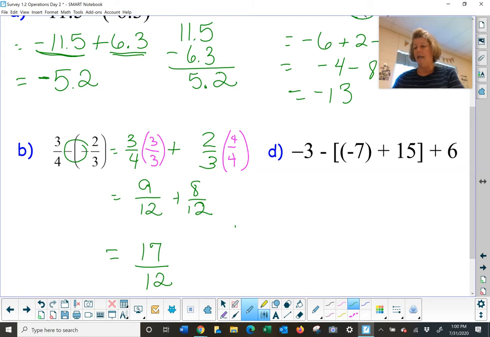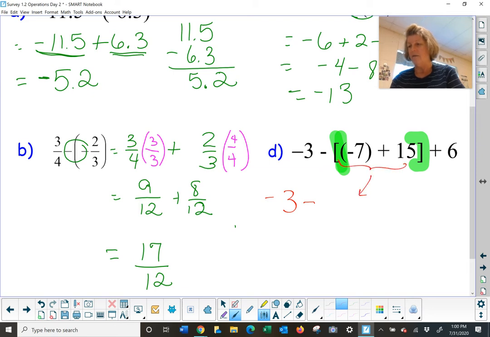All right, I hope you see what I see, and that is the little old grouping bracket here. The squared out one. So what implications does this have? I'm going to do this as -3 minus, and inside I'm going to work this first. 15 minus 7 is an 8. So inside those squared out brackets, the result is 8.